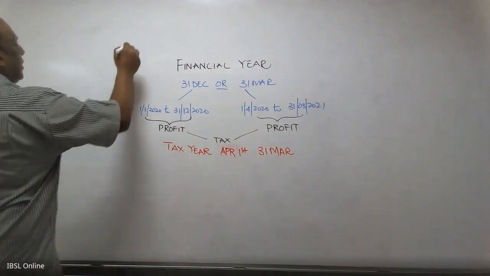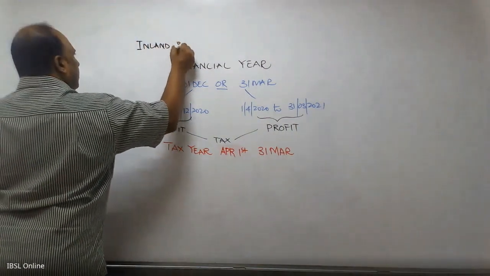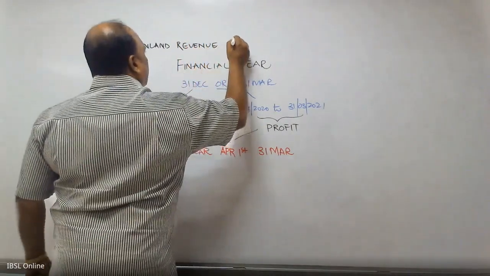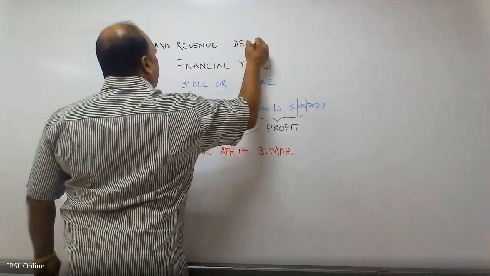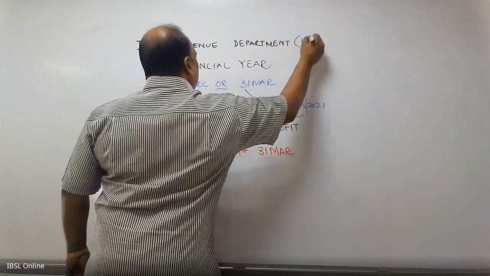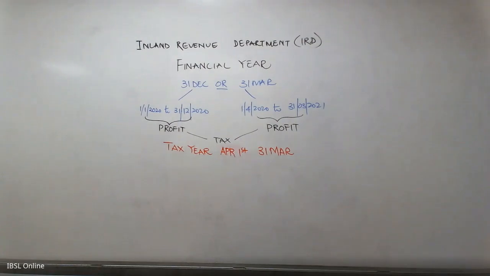Let me write it. Inland Revenue Department. We call it IRD. To the Inland Revenue Department or authorities, whatever you may call it, on a quarterly basis.